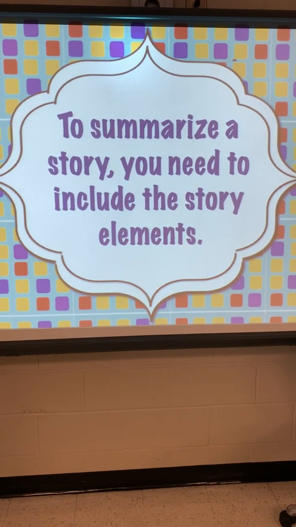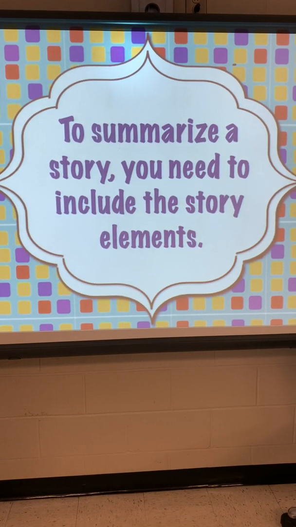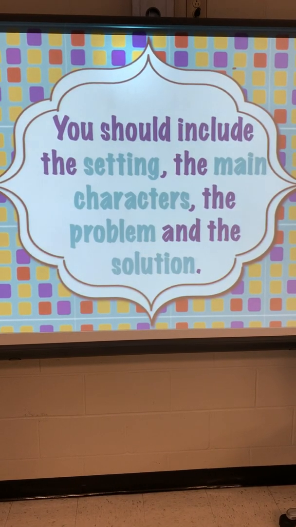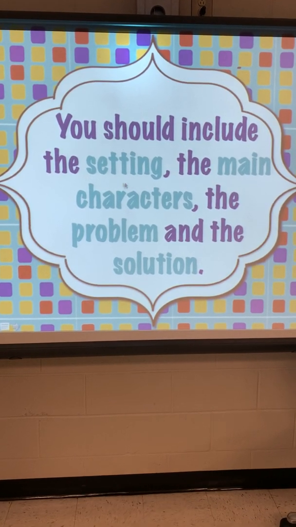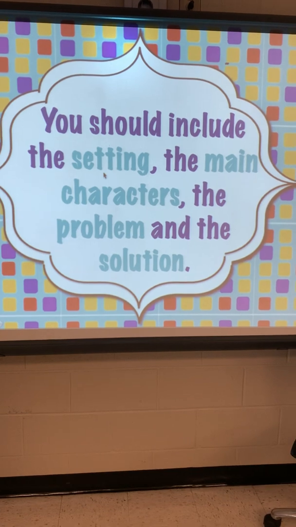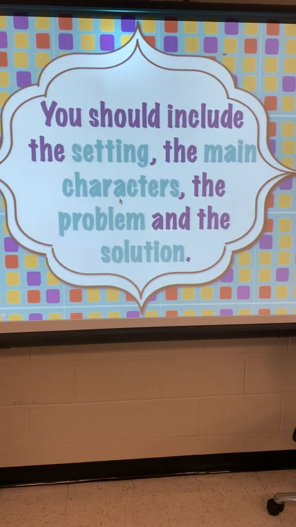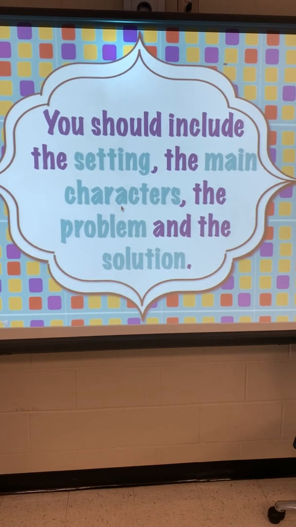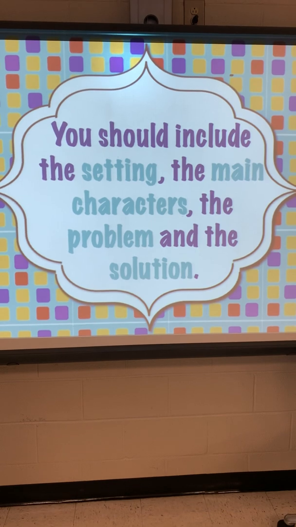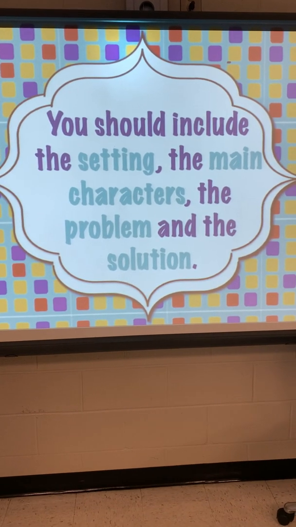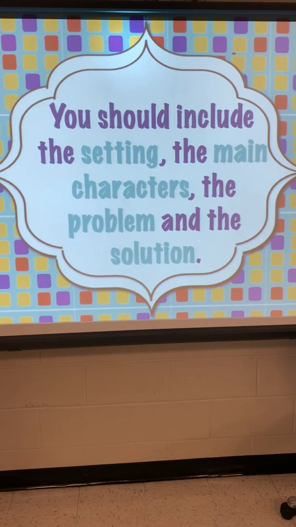To summarize a story, you need to include the story elements. We've talked about story elements, and those are the main points in the story. So you should include the setting, which would be where the story takes place. You would include the main characters. Now that would be the main person or animal in the story, and then those characters that they are interacting with throughout the whole story. There might be some side characters in there somewhere, but they're not probably the most important characters to the plot, so you don't have to mention them.